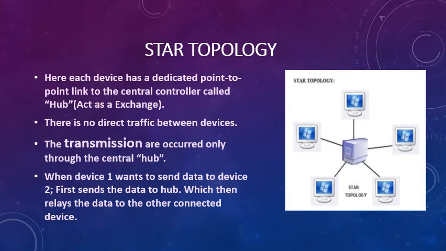Next topology is a star topology. In a star topology, each device has a dedicated point-to-point link to the central controller called hub, which acts as an exchange. So this computer is known as what? A central computer, and it is known as what? Hub. And all other devices are connected with that central computer. There is no direct traffic between the devices. The transmissions occur only through the central computer hub.